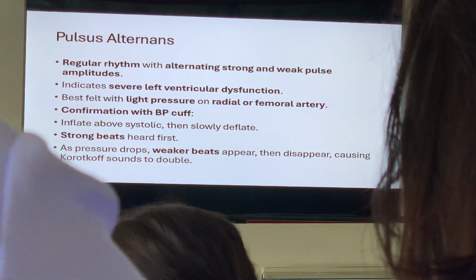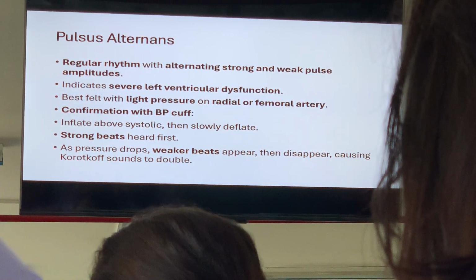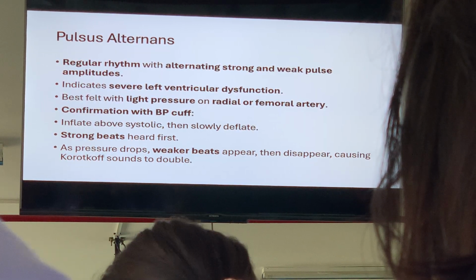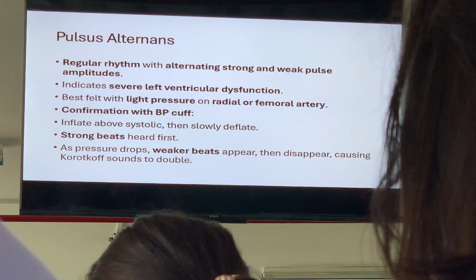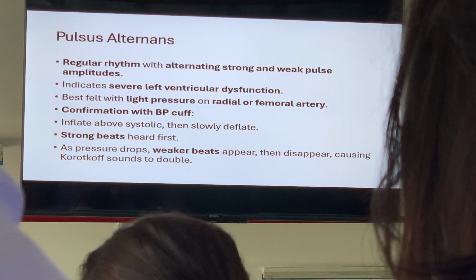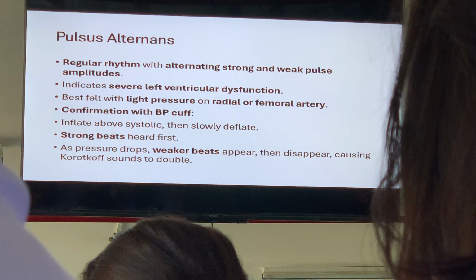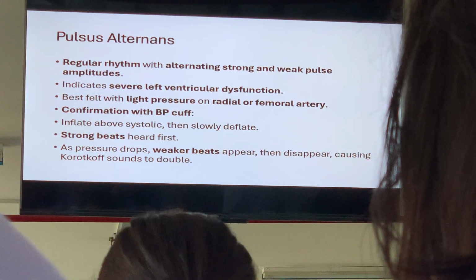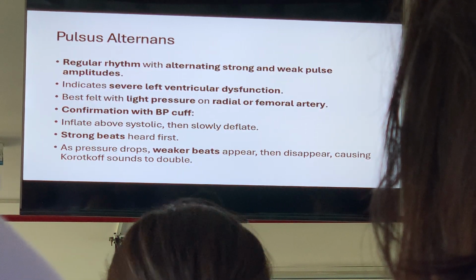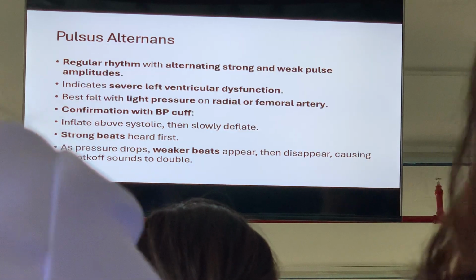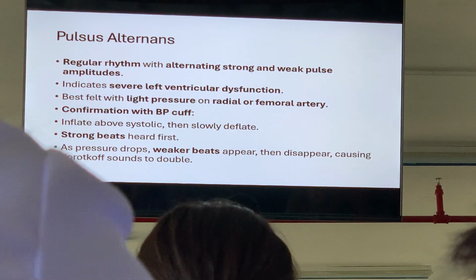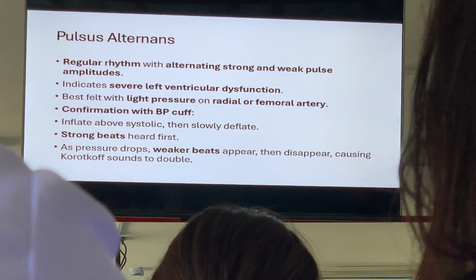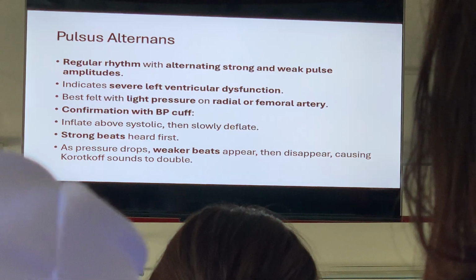Now, pulsus alternans. This is a regular rhythm, a type of waveform for your pulse with alternating strong and weak pulses in amplitude. It indicates severe left ventricular dysfunction. As I mentioned earlier, your pulses should be regular, of the same amplitude, and have the same upstroke. So when you palpate your pulse, it should be regular. If it's strong, then it becomes weak, then strong, and then weak again, that's pulsus alternans. That's abnormal.